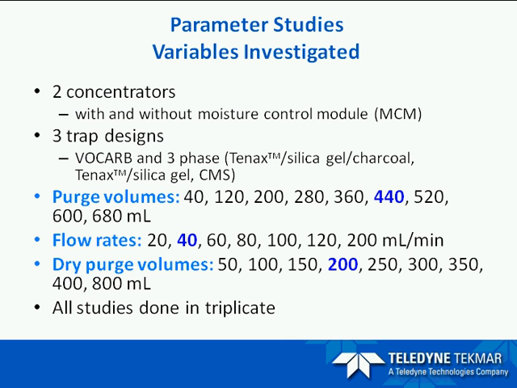Now these are the concentrators, traps, and the standard conditions used for the parameter variation studies performed at the EPA. Now you'll note that the VOCARB trap contains hydrophobic sorbents and requires dry purging. Now, alternative traps may contain hydrophilic sorbents and may typically not be dry purged. They may also require a secondary moisture control device to help remove water during the desorb mode.